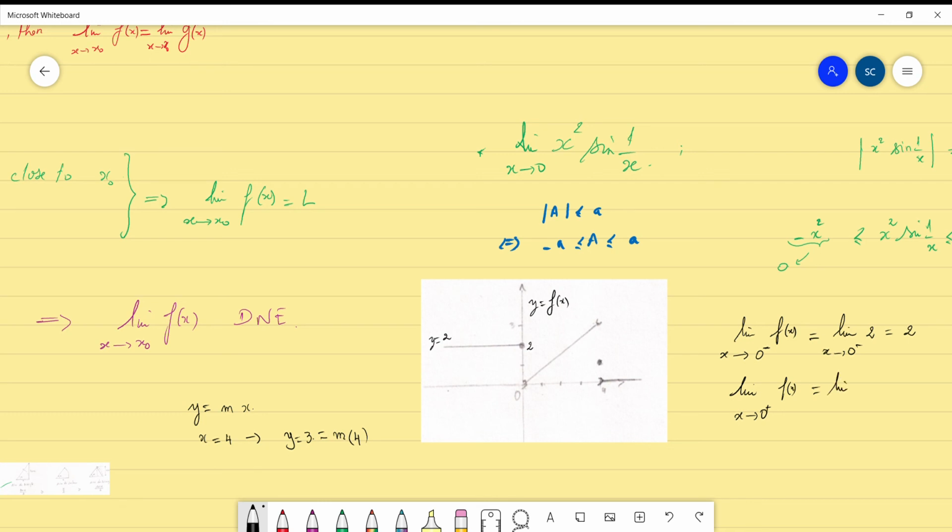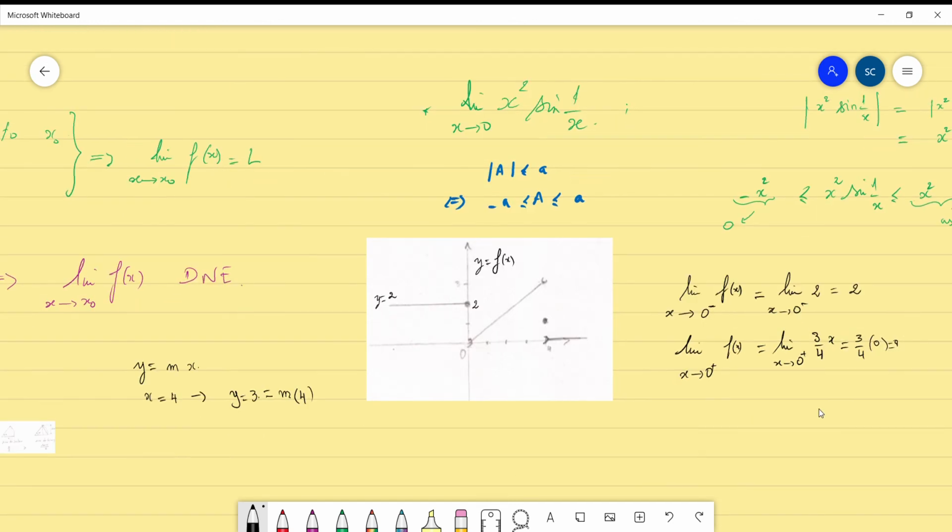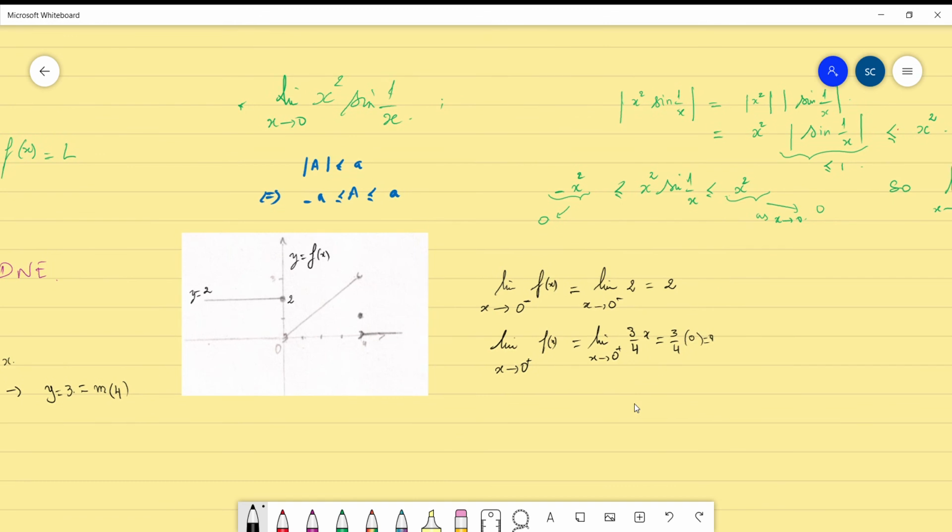So the equation is (3/4)x, and as x approaches 0 plus, it is 3 over 4 times the constant 0, which is 0. You see that the two limits are different, so the limit doesn't exist. From here we deduce that the limit of f(x) as x approaches 0 does not exist, because the two limits are different.